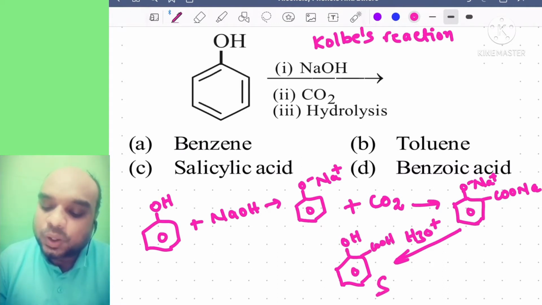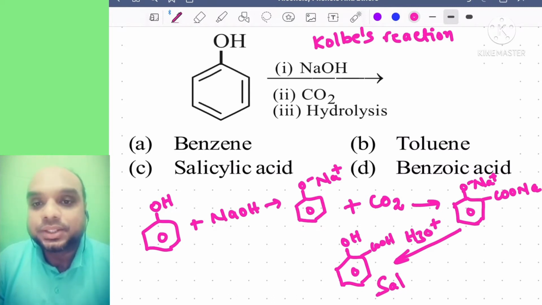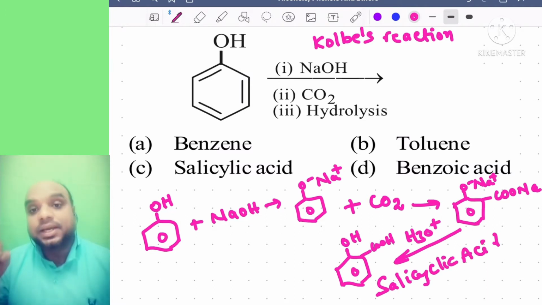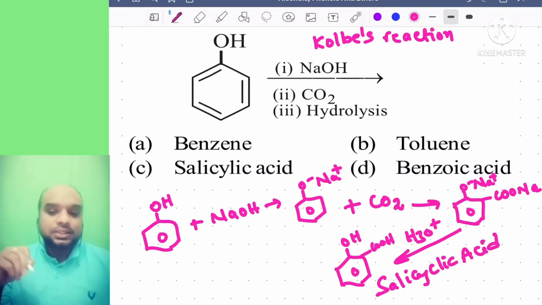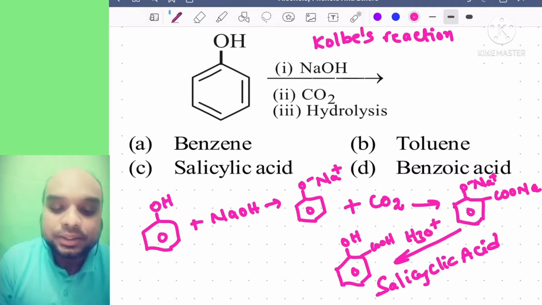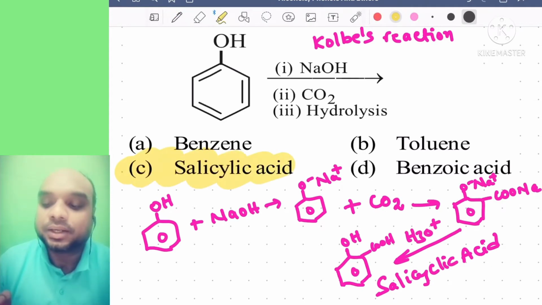This substance, ortho hydroxy benzoic acid, is called salicylic acid. Like that, when phenol reacts with NaOH, CO2, and hydrolysis, we get salicylic acid. That named reaction is Kolbe's reaction.